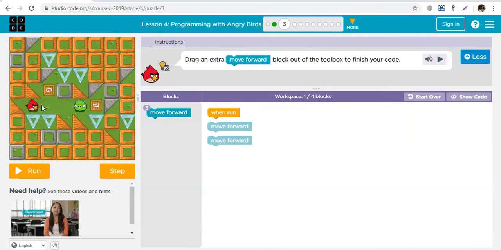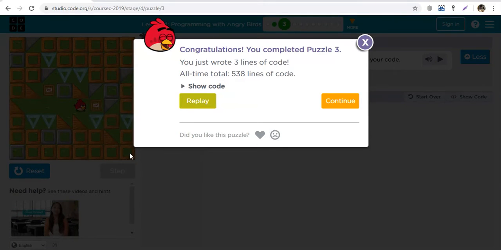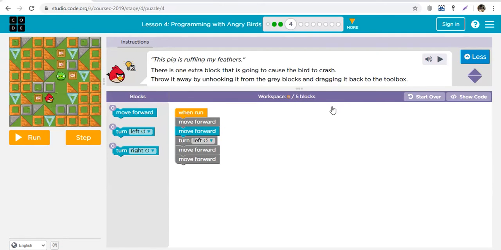Now you know what to do here. Move this. How many steps? 1, 2, 3. So we'd still join forward, move forward, and get a third move forward. Look at that. Okay, cool. Now look at this. The pig is ruffling feathers. There's one extra block that is going to cause the bird to crash. Throw it away by unhooking it from the gray blocks and dragging it back to the toolbox.